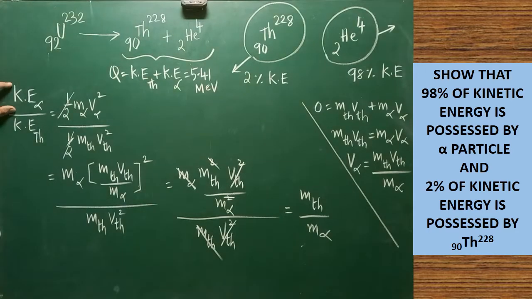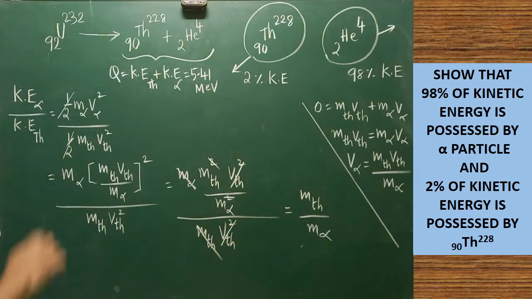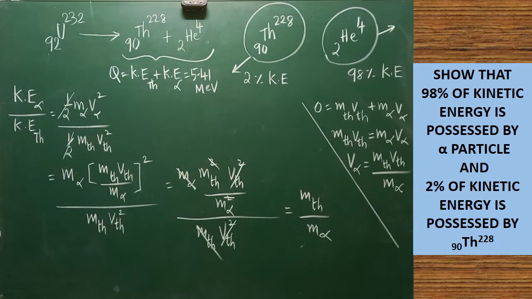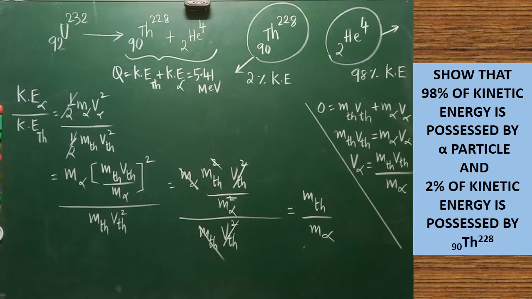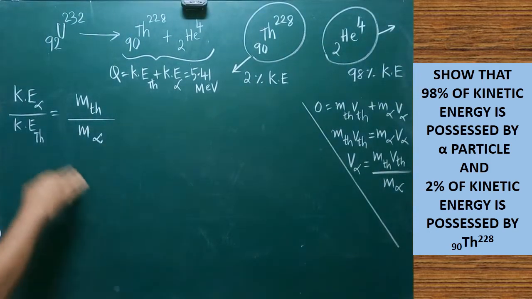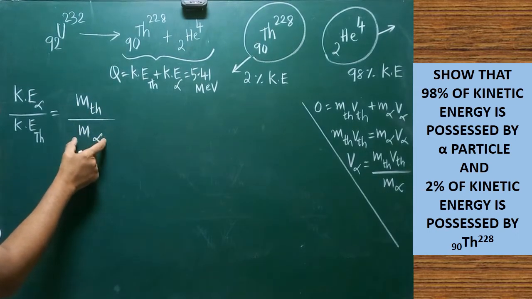So the kinetic energy of alpha particle to the kinetic energy of thorium is equivalent to mass of thorium divided by mass of alpha particle. So this simple derivation must be derived first. Okay. Here, after deriving this ratio, the final expression, mass of thorium divided by mass of alpha, must be substituted in the RHS side.